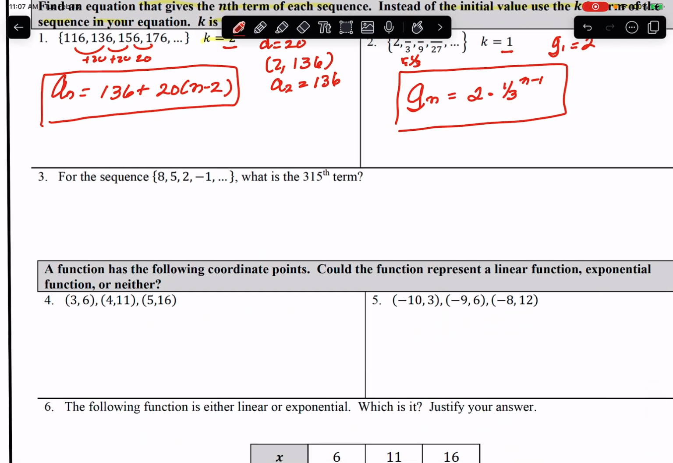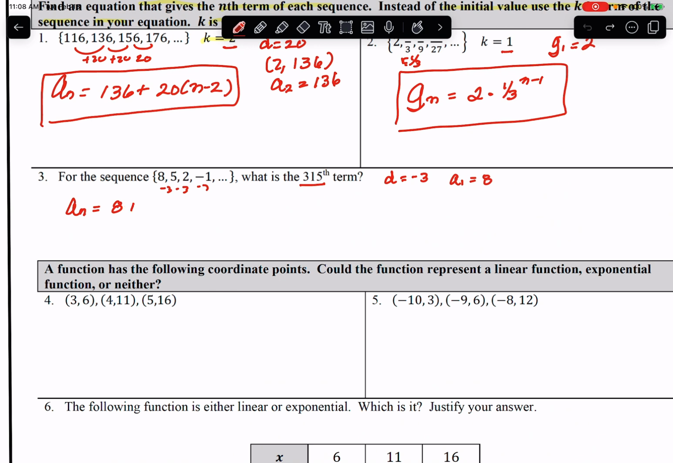Okay, for the sequence 8, 5, 2, -1, what's the 315th term? This looks like it's arithmetic, because we take away 3 each time, so we have d equals -3. And we can use any of the terms to figure out what the 315th term is. So let's just use a of 1 equals 8. First we have to get our equation like we did above, and then write the function. So we have a sub n is equal to 8 plus or minus 3.